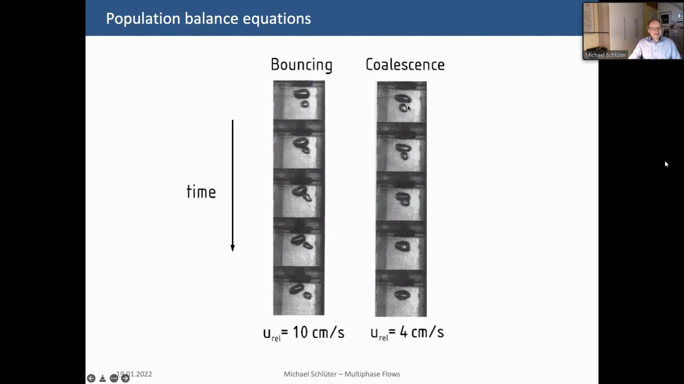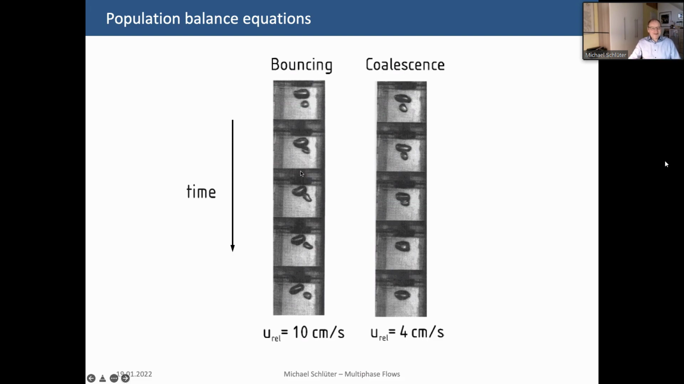And in another case, you see it's exactly the same bubble size. It's quite astonishing. Exactly the same bubble size, but the bubbles are hitting each other here, and then it comes to coalescence. The reason why we get coalescence here is that the relative velocity between the bubbles is only 4 centimeters per second in the right-hand case, and in the left-hand case it's 10 centimeters per second. So in other words, here the bouncing is much more intensive compared to the contact with coalescence.